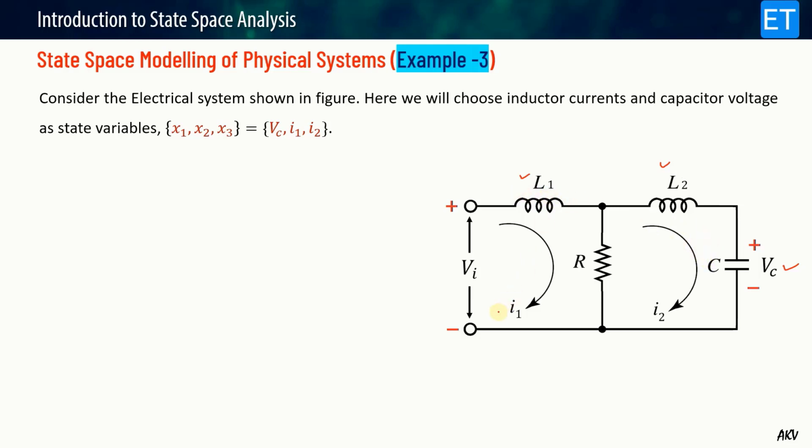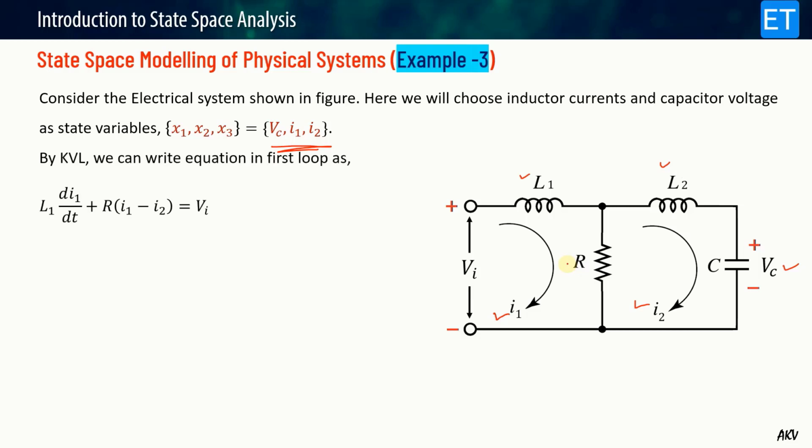So first inductor, the current is I1, and for second inductor current is I2, and the capacitor voltage is Vc. So my state variables are I1, I2 and Vc in this case. So this system has 3 state variables. Now let me write the KVL for the first loop.